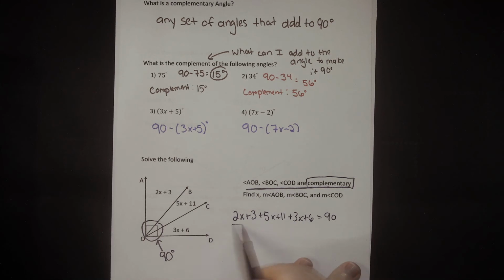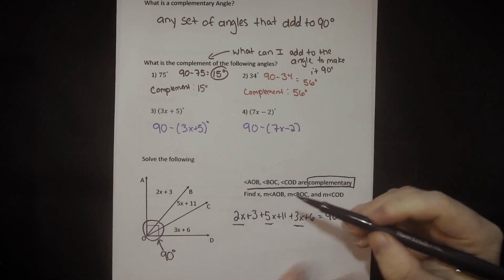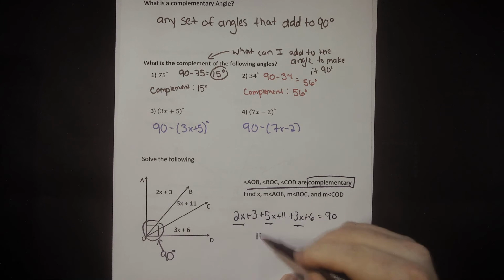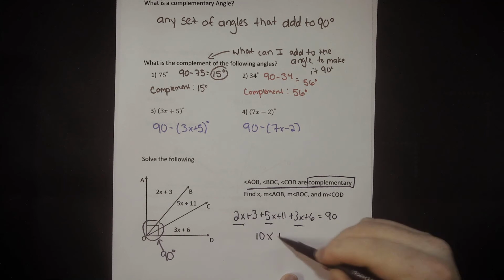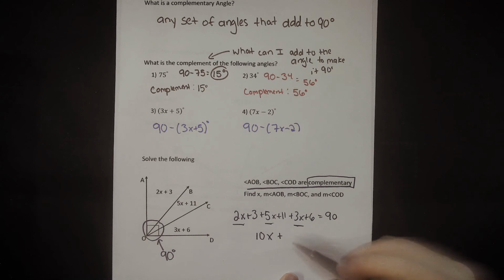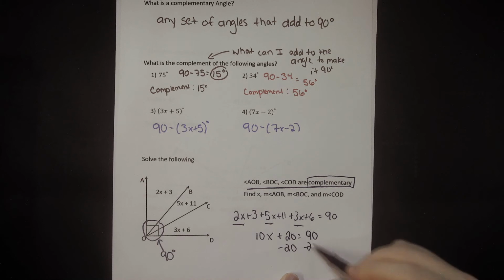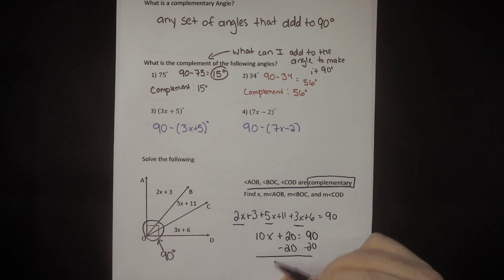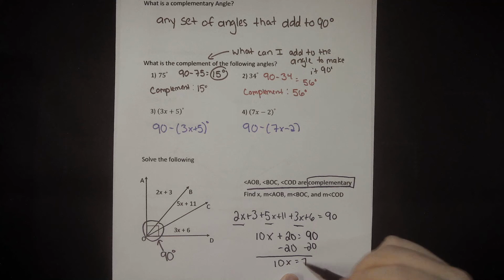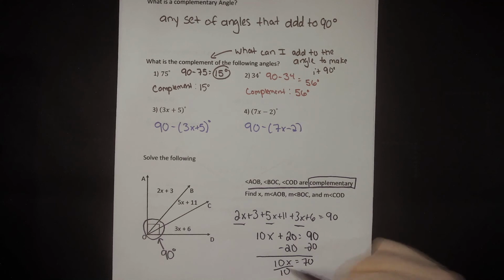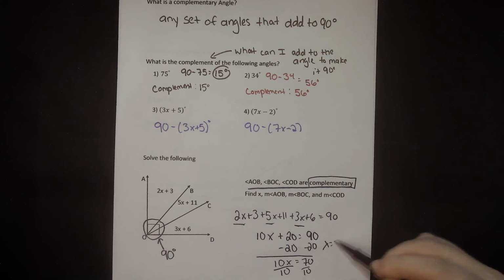So let's see, 2x, 5x, 3x. So that makes 10x. 3, 11, 6. So that makes 20. So I'm going to do minus 20. I get 70 divided by 10. I get x equals 7.